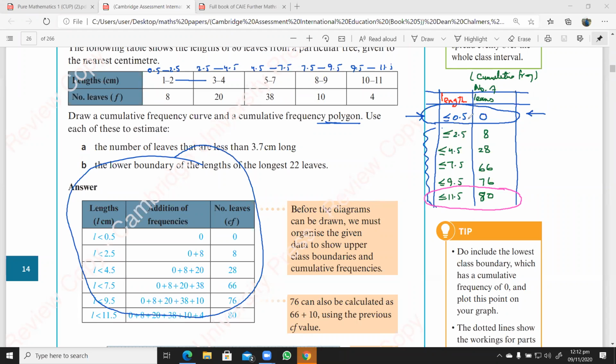Okay, so the first lower class limit should have a cumulative frequency 0. The last upper class limit should have a cumulative frequency, which is 80. Now, why do we have the last upper class limit having the total frequency against it? That is a simple common sense thing.